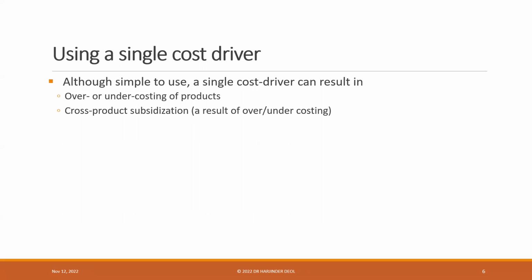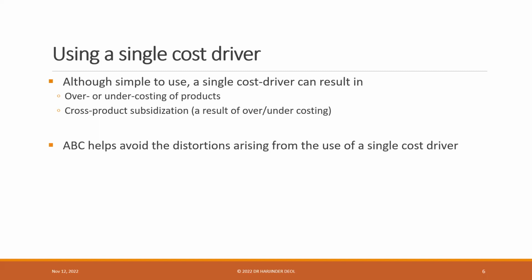We may end up charging too much or too little, and that can definitely distort our pricing and certainly can have an impact on our overall profitability levels. And this is where the promise of ABC, activity-based costing, lies. ABC should help us avoid distortions that can arise from the use of a single cost driver.